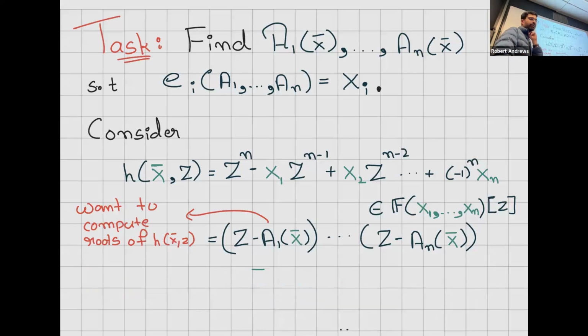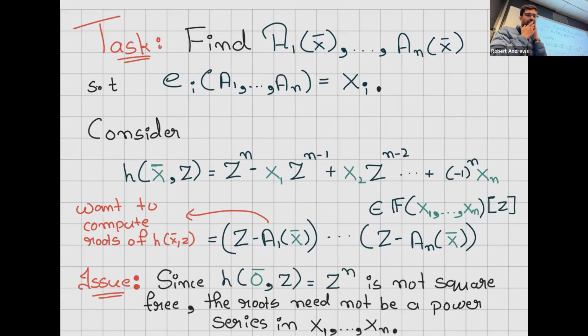So let's say I'm able to find the roots of this polynomial, I get my hands on A1 up to AN. But it turns out that this polynomial is not very nice to work with. If I set the x variable to 0, we get z to the power n, which is not square free. And so in general, these A1 up to AN are some algebraic functions in x's.